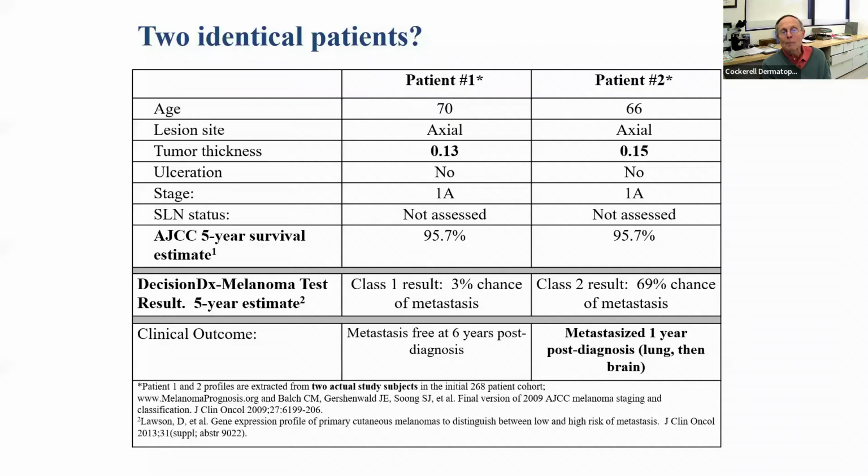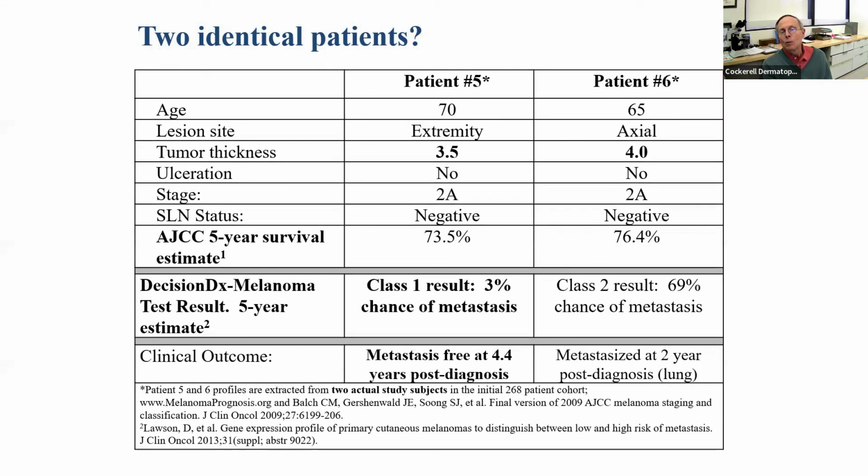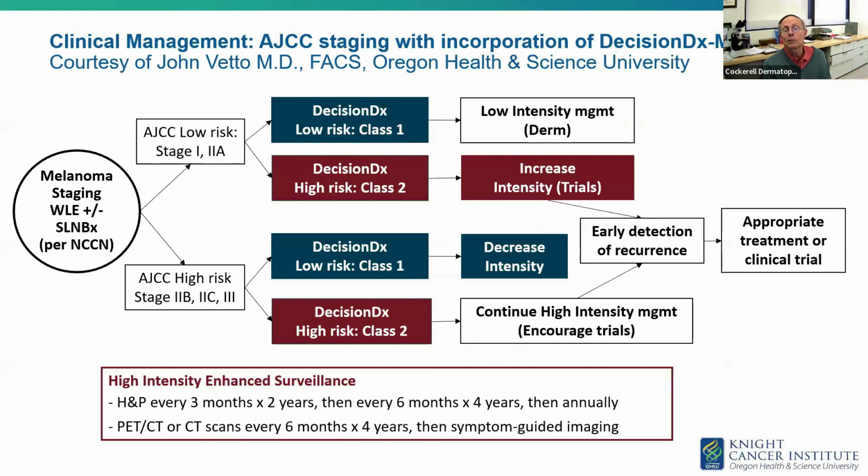And these are just 3 examples that the Castle test reported. Again, thin lesions in 2 patients. One guy was class 2, did poorly. Class 1 did well. That's rare to see. This is really the best use of it, in intermediate thickness melanomas. And then in very thick melanomas, if you get a class 1 result, that's good news for the patient. So all those things are helpful.